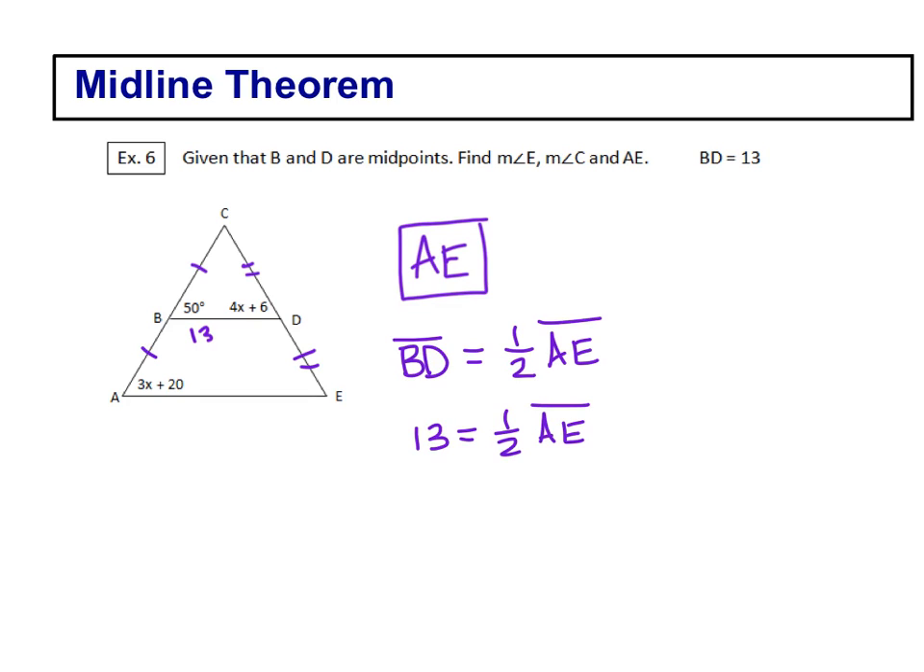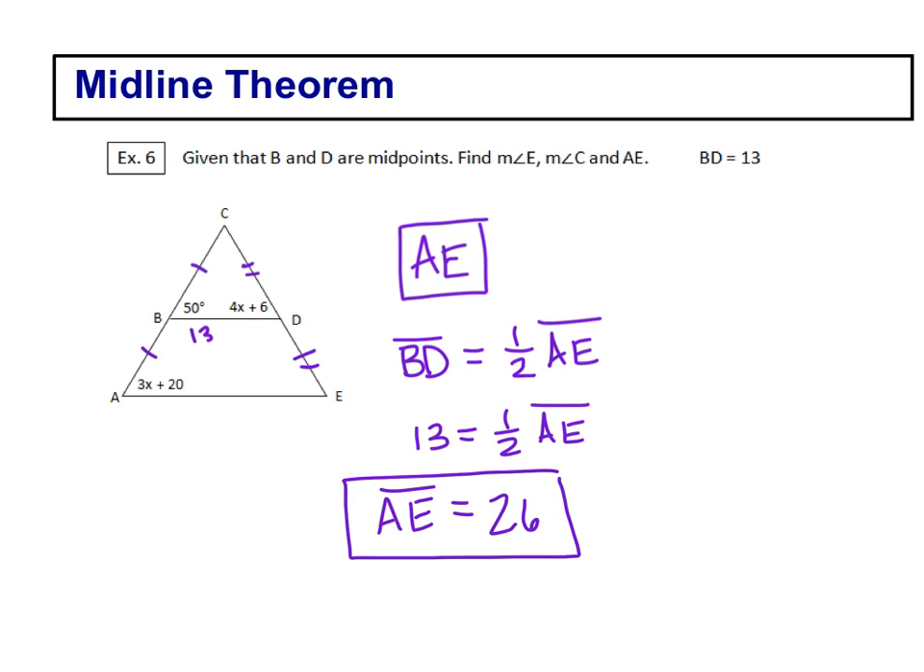And you can go about this a couple ways. You could solve it just like an equation. If you were to do that, you could divide by a half on both sides. You could multiply both sides by 2, doing a little fraction trick. Or you could just in your head say, well, half of what number would give me 13? So multiple ways to get there. Whichever one you choose that makes sense to you, hopefully you're finding that AE is equal to 26.